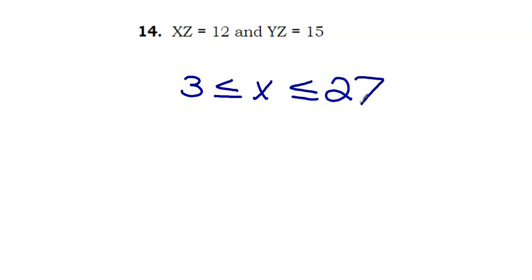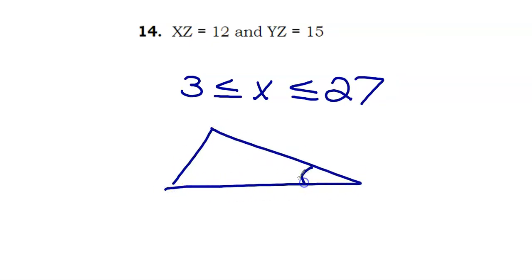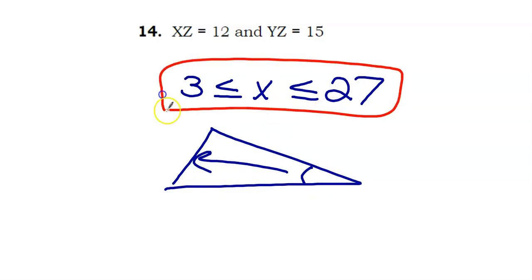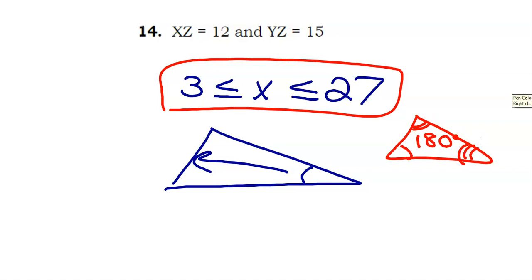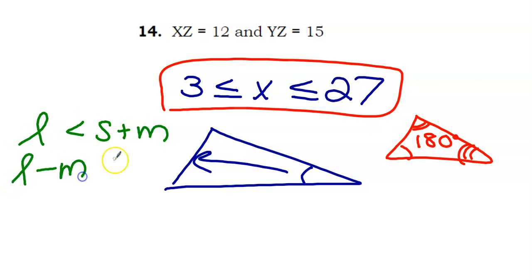Okay? So the triangle inequality theorem is talking about the relationship between the angles and the opposite sides, and also telling us how to make a triangle, okay? Triangles add up to 180 as angles. And then how do you make a triangle? Well, again, the largest side has to be less than S plus M, or again, you could subtract it, and L minus M has to be less than S. So again, writing it in two different ways.